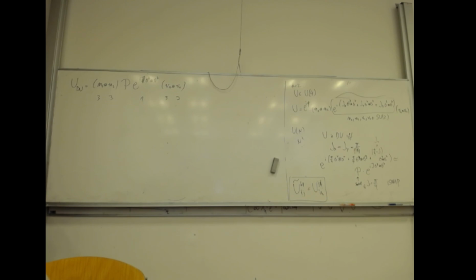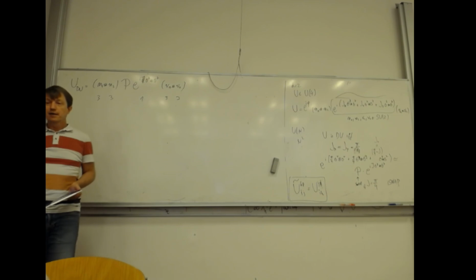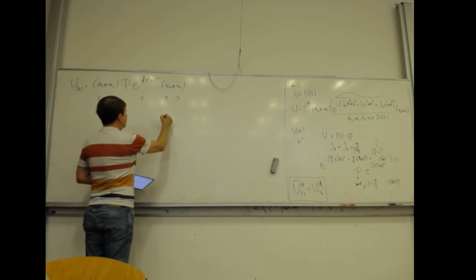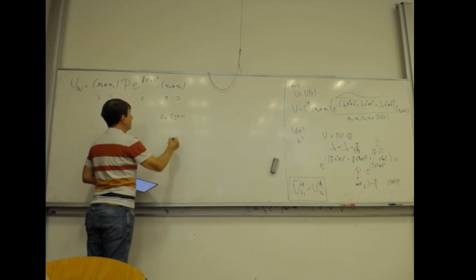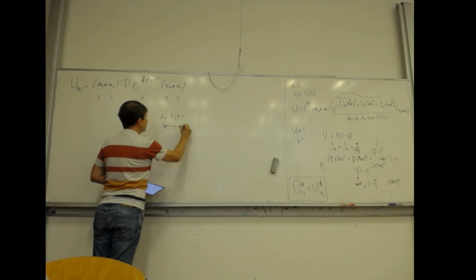One proposal, which is particularly cute, is to generalize this formula for qubits, where instead of Pauli matrices you can take the spin J representation of SU2, and then you have D, which is 2J plus 1, spin J, SU2.